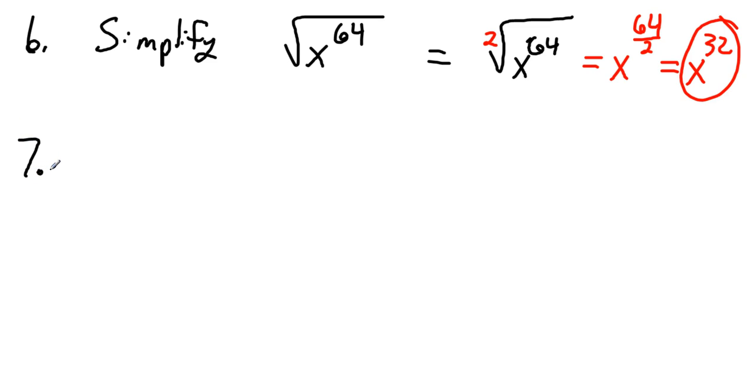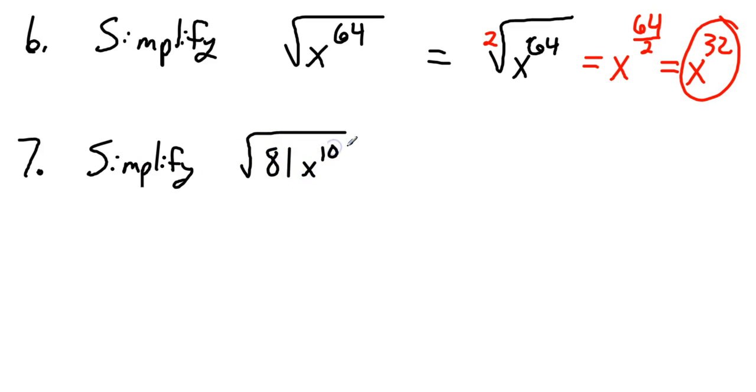Okay, 7. Pretty much along the same lines. It's still simplify, but now they give you a number and a variable inside the square root. So far, everything we've done has been perfect square roots, and these are still perfect square roots. The square root of 81 is 9, and x to the 10th divided by 2 is x to the 5th.